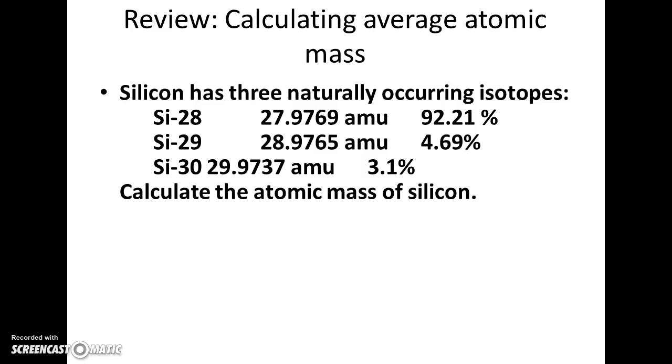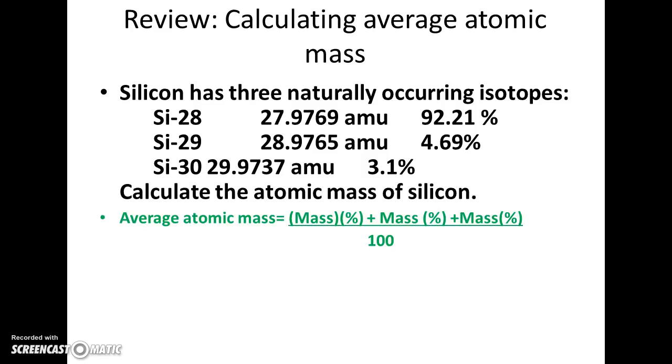It would be like if you had a room with 100 people in it and 99 of them weighed 200 pounds and 1 of them weighed 100 pounds. You certainly couldn't say that the average mass of the people in that room was 150 pounds, right? So this is similar. All right, so here's an example.